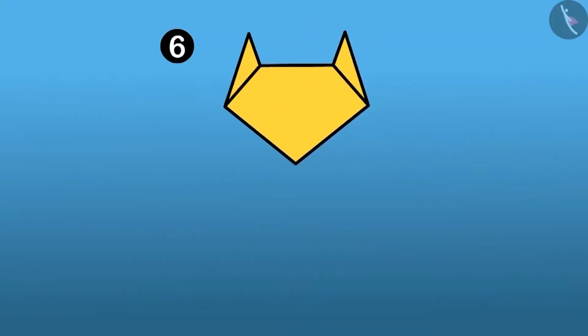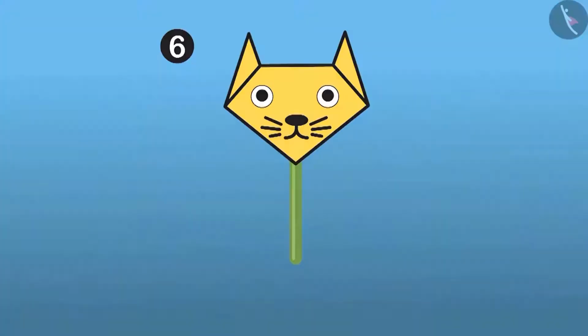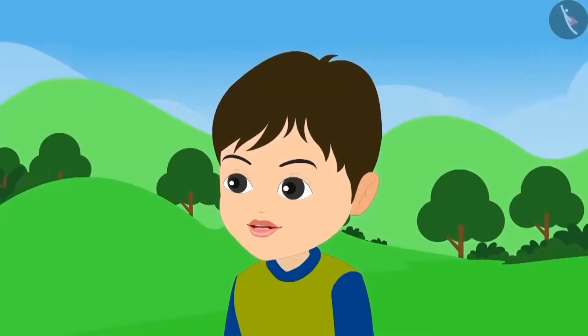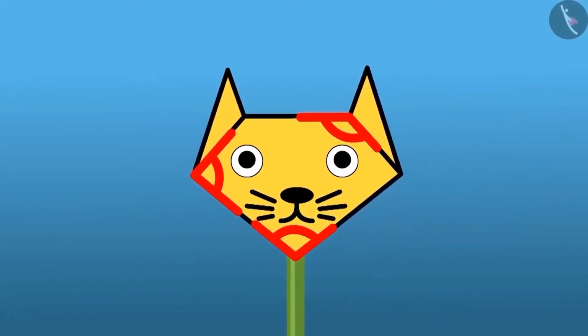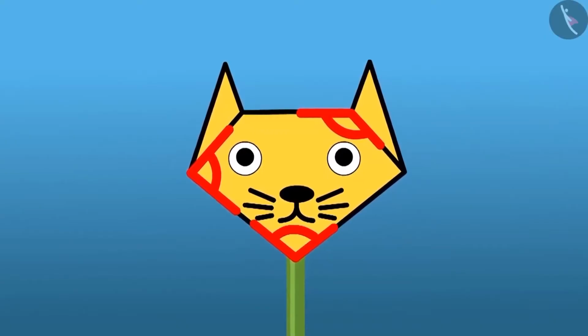Now turn over the paper. Here is the cat's ears. Just make the eyes and mouth and stick it to a wooden stick. Here, our pet cat Tom is now ready. Thank you, Dad. This was very beautiful. It was fun. Children, can you too look for angles in Tom's face?